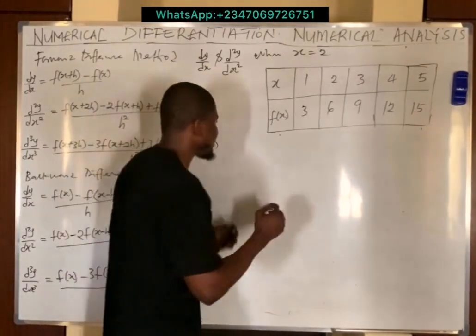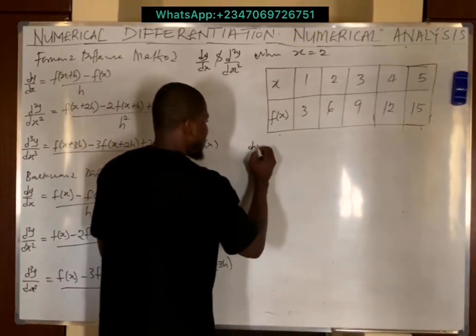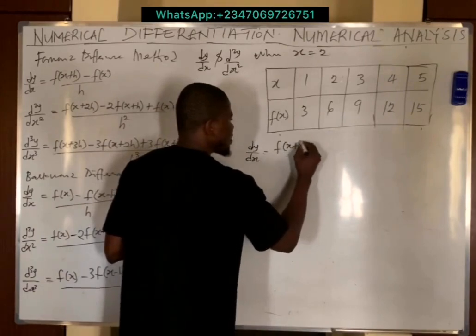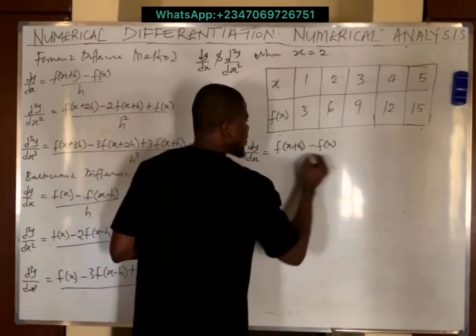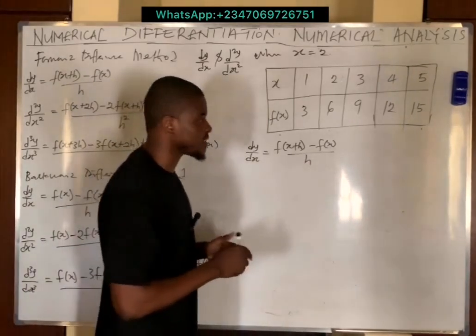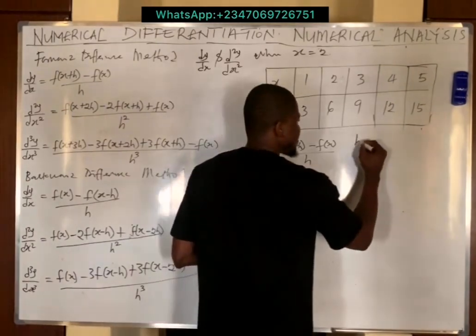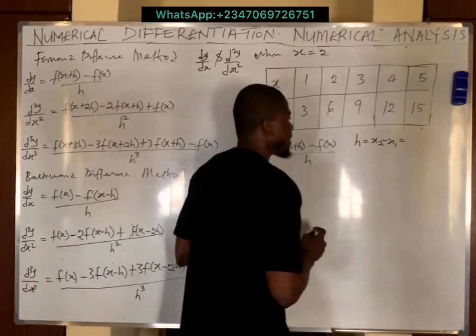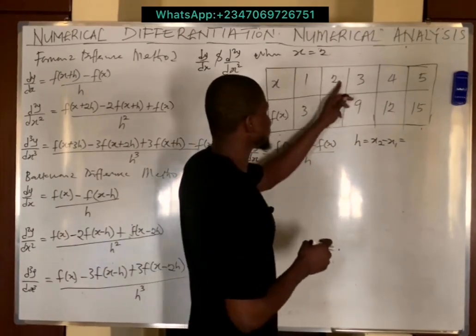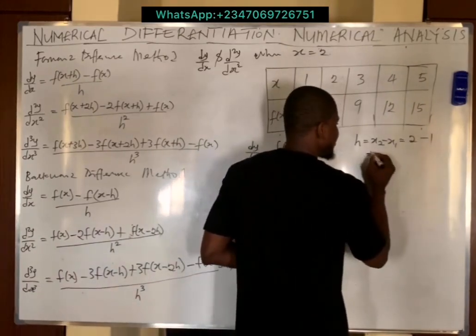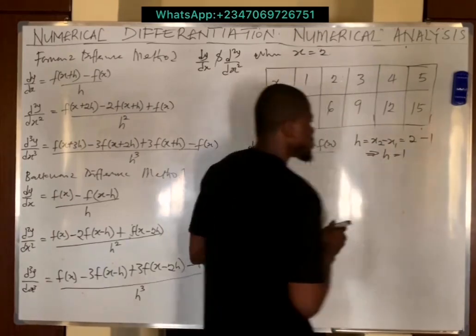Okay, so remember the formula for the first derivative. dy over dx is equal to f of x plus h minus f of x all over h. So we need to find our step size h, or the interval. So the interval h can be x2 minus x1, or x3 minus x2, and so on. So x2 there is 2, x1 is 1, so you simply have 2 minus 1. This implies that my interval h is equal to 1.